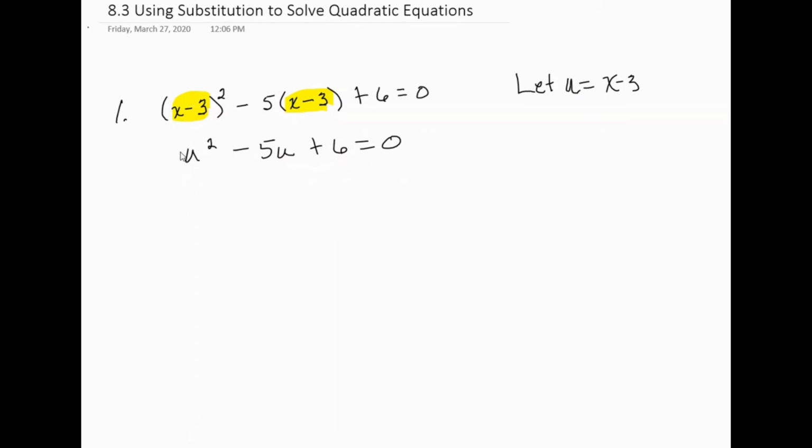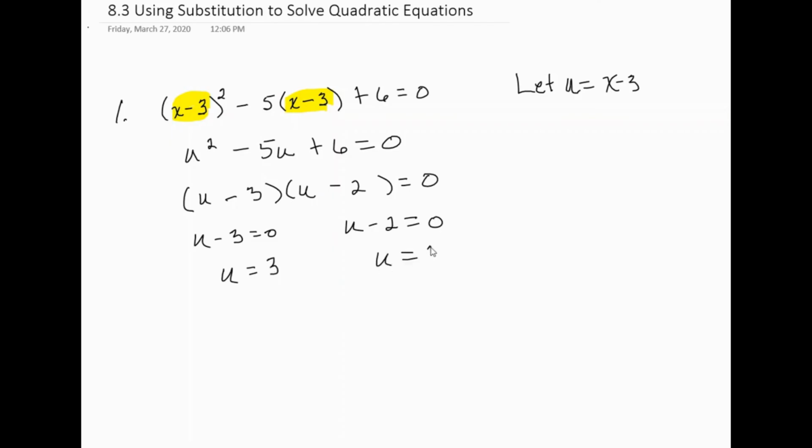This is a quadratic that has 1 as the coefficient, so I know that if it can factor, it's going to factor into something that looks like this. So what multiplies to give me 6 and adds to give me negative 5? It's going to be negative 3 and negative 2. Then I set each of these factors equal to 0 and solve. So I have u equals 3 and u equals 2.